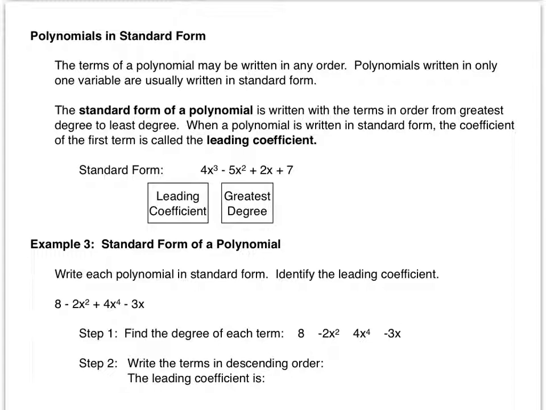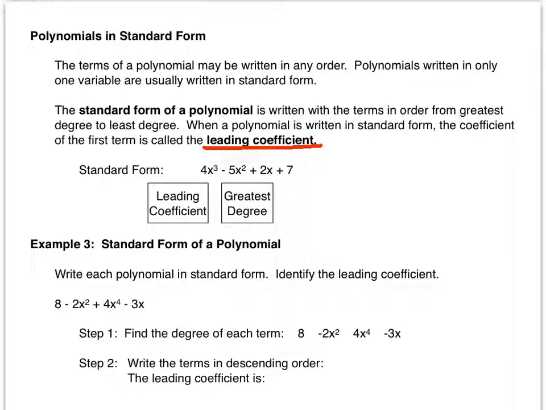Next, we're going to discuss writing polynomials in standard form. The terms of a polynomial may be written in any order. Polynomials written in only one variable are usually written in standard form. The standard form of a polynomial is written with the terms in order from greatest degree to least degree. When a polynomial is written in standard form, the coefficient of the first term is called the leading coefficient.